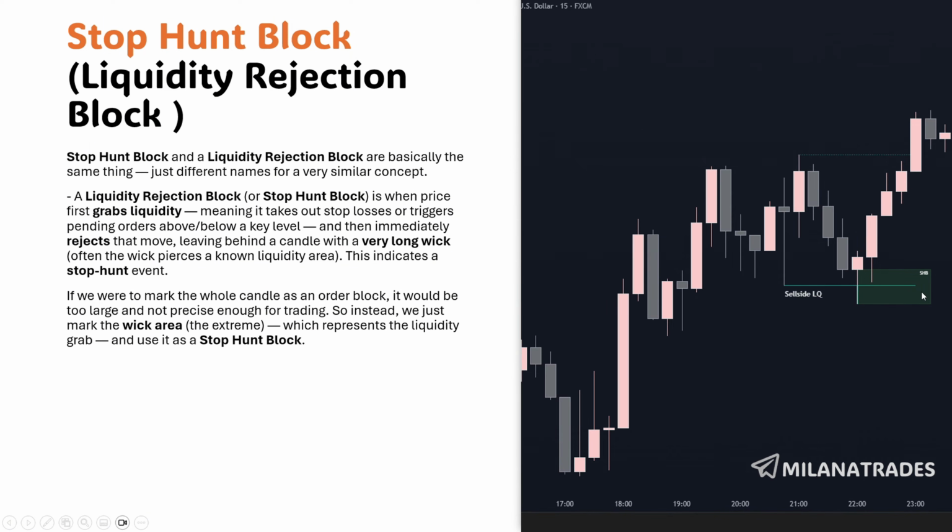If we were to mark the whole candle as an order block, it would be too large and not precise enough for trading. So instead, we just mark the wick area, which represents the liquidity grab, and use it as a stop hunt block. In short, it's a candle with a long wick showing liquidity grab and rejection. It marks manipulation, usually stop loss hunting. Traders often use this wick as an important area for potential entries or reaction zones.